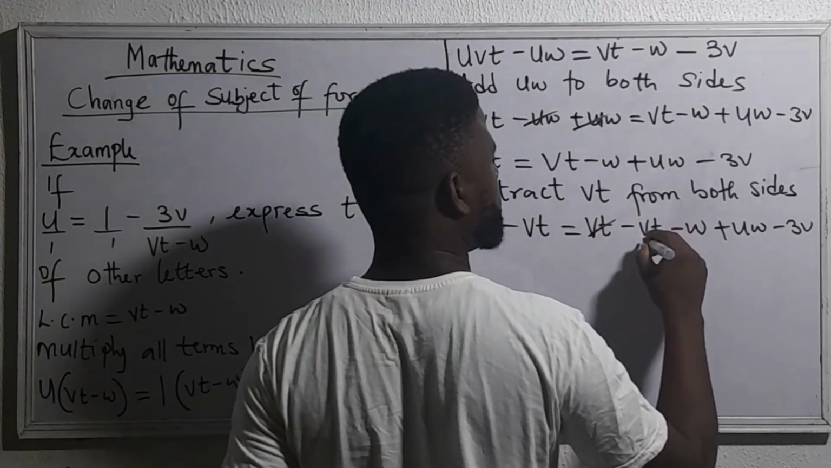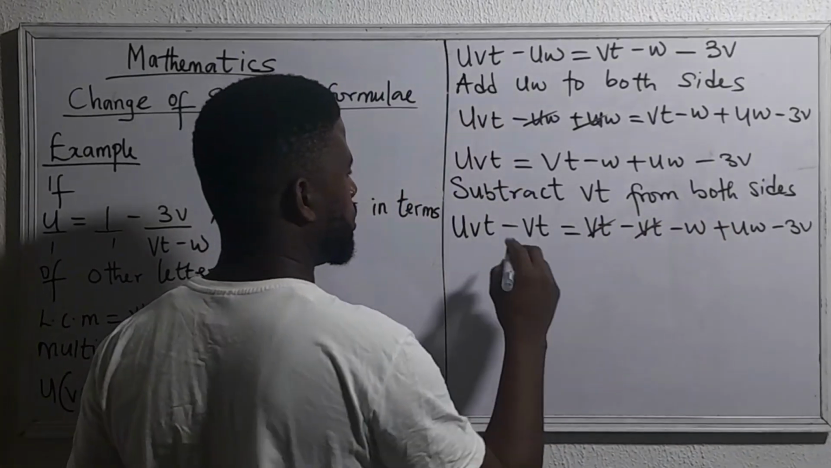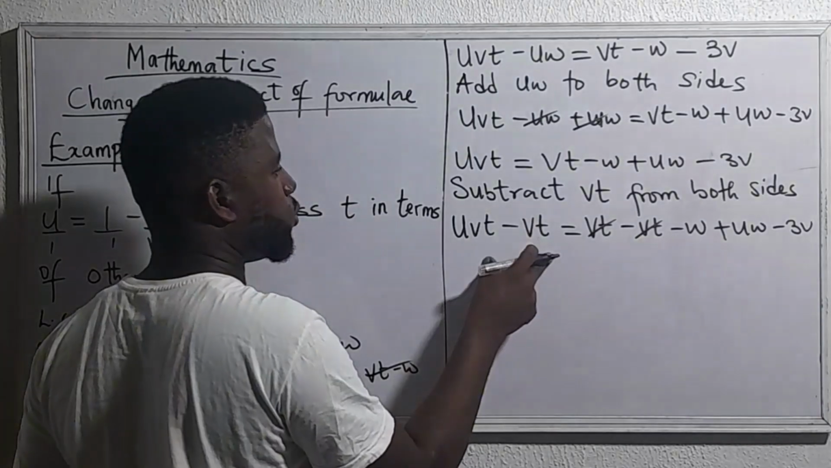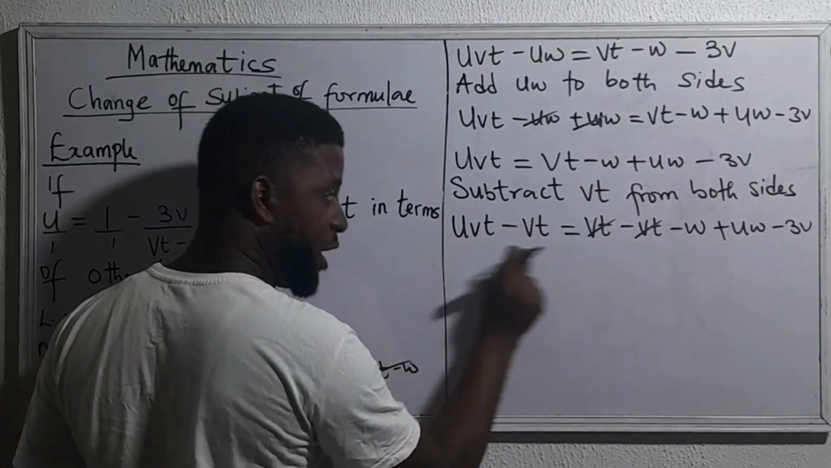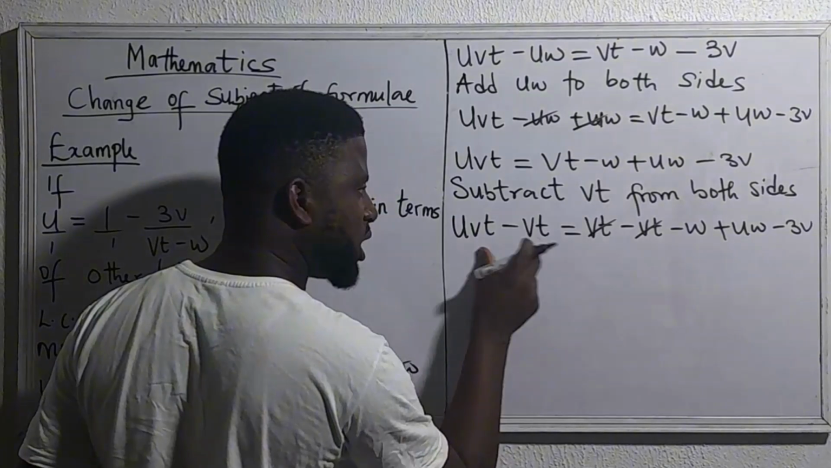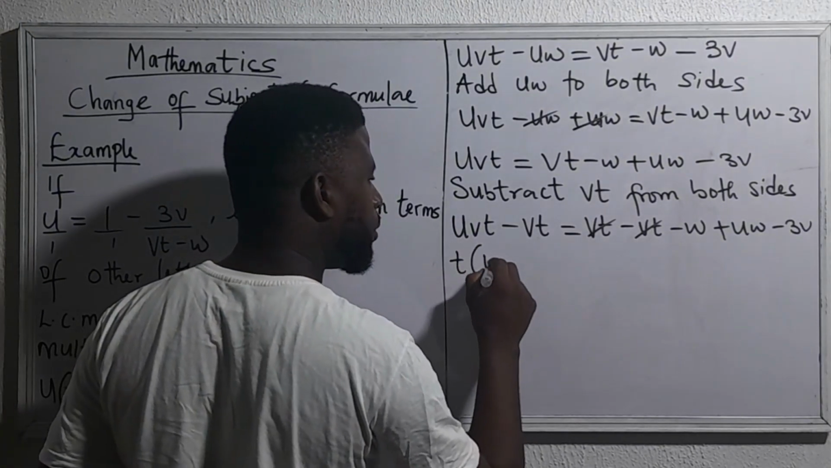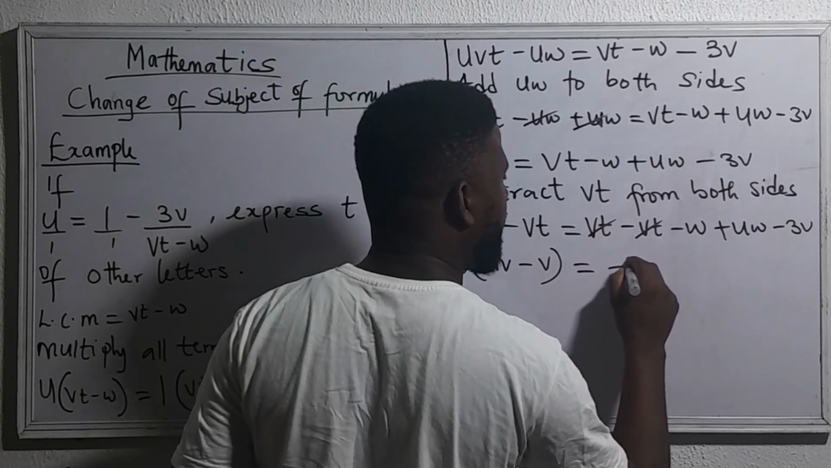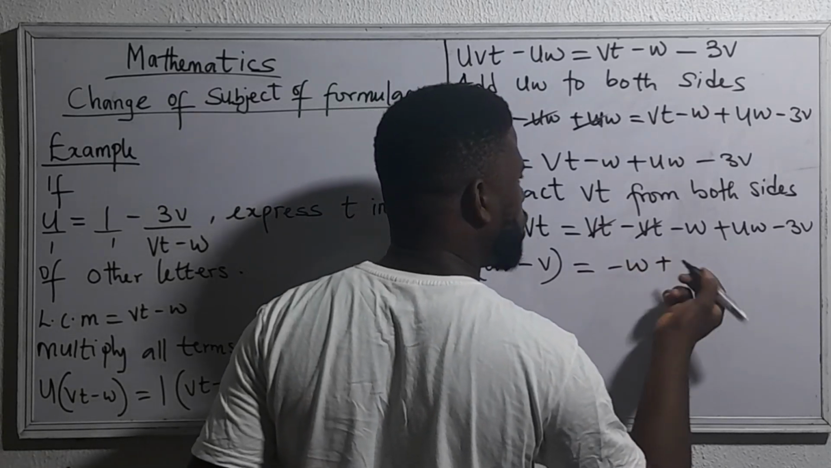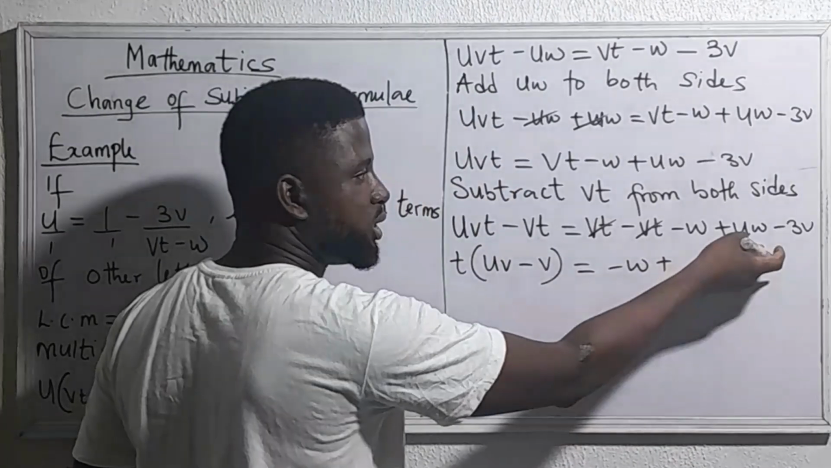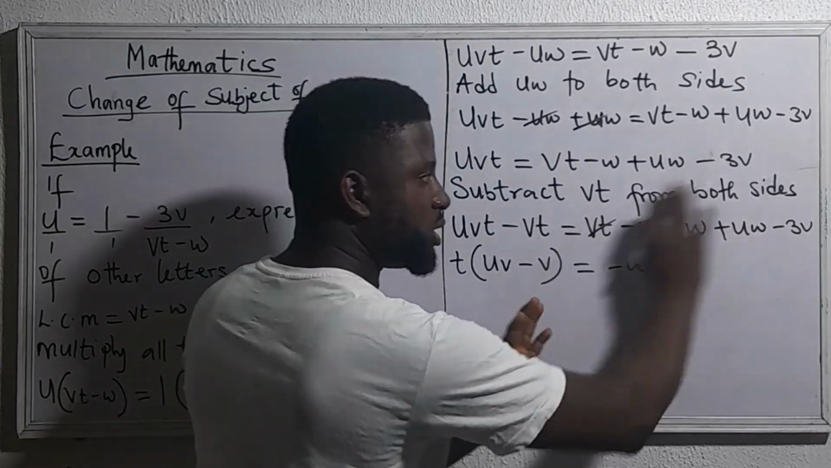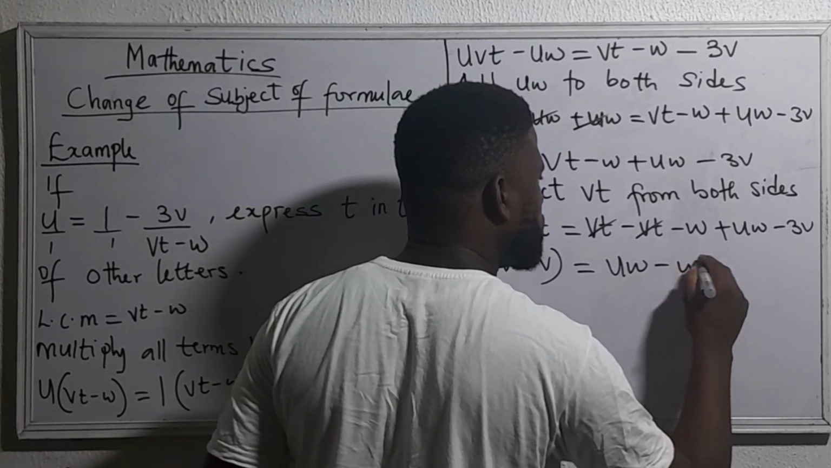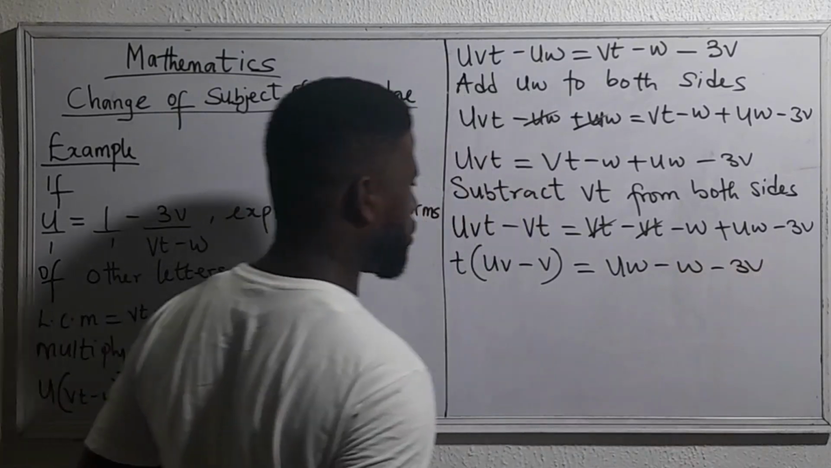Now, vt will cancel out vt. So we have, since we are finding t, we factorize t out from the left hand side. We have t, we have uv minus v equal minus w plus uw. Now, we can bring the positive first. It's still the same arrangement. So if I have the positive, we have uw minus w minus 3v.